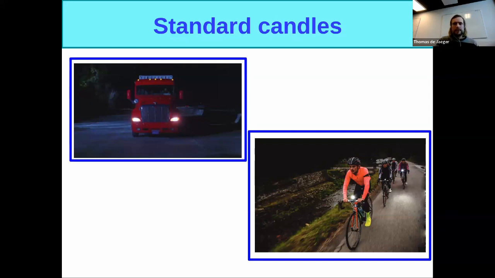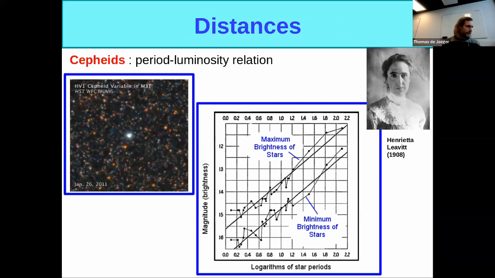And one of the first objects used to measure distances was the Cepheids. Cepheids are pulsating stars. Here I show you an example of Cepheids in M31. These are images from HST. You can see the epoch here, and you can see how the brightness evolved with time. So brighter, brighter, and then dimmer, dimmer.